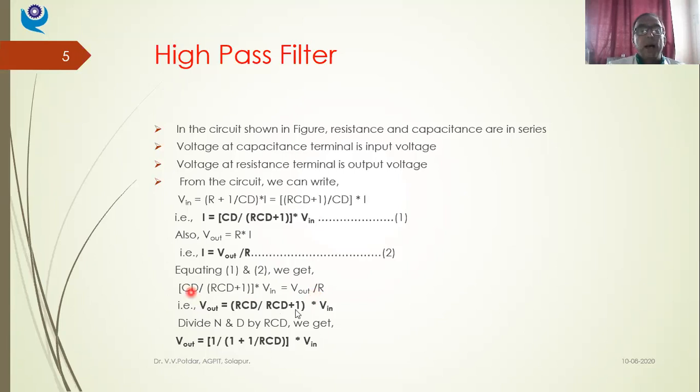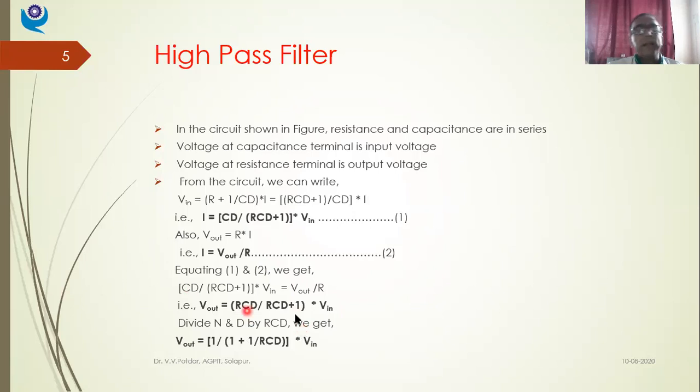Hope you are noting down. You are doing on your own, isn't it? So V out is equal to RCD upon RCD plus 1 into V in. Now divide numerator and denominator on the right hand part by RCD. I'm just trying to simplify this.